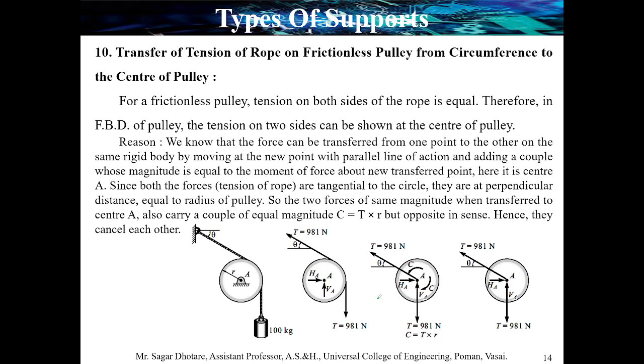Here, at the center, both forces are tangential to the circle, so they are perpendicular to the perpendicular distance, which is equal to the radius of the pulley. These two forces have the same magnitude and can be transferred to the center, which carries a couple value equal to tension into radius, that is a moment, opposite in sense, hence they can cancel each other.